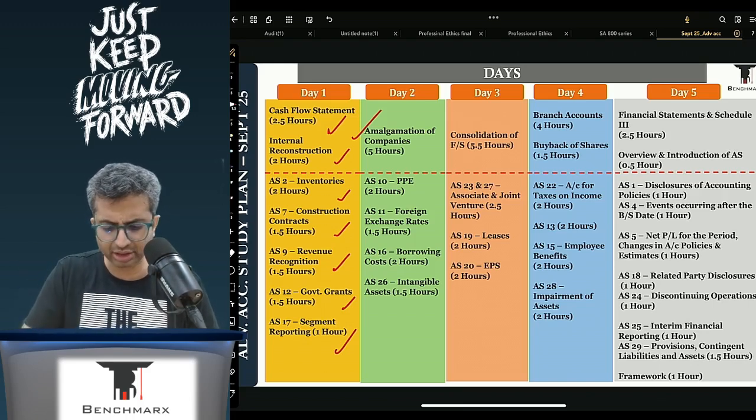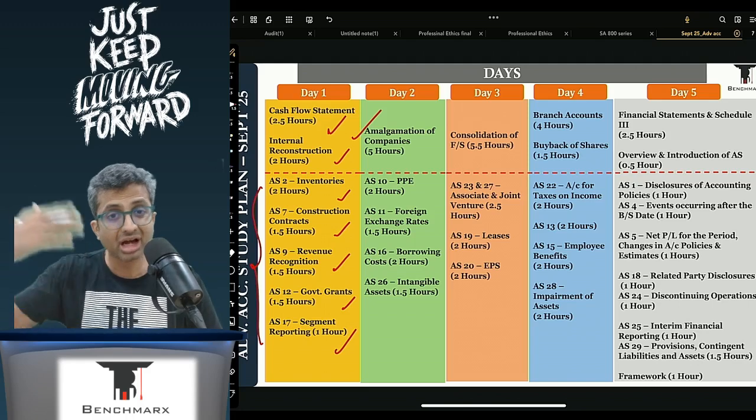Within the other topics we are looking at, so largely over here, other than segment reporting, we are looking at the topics in the first 10.